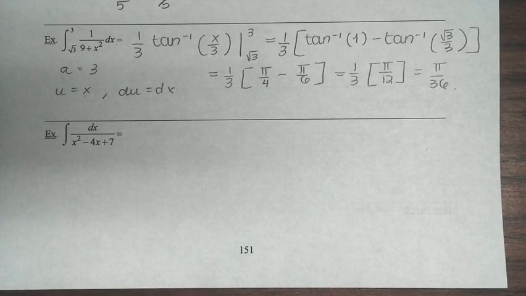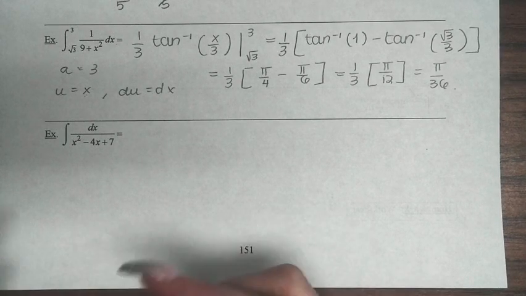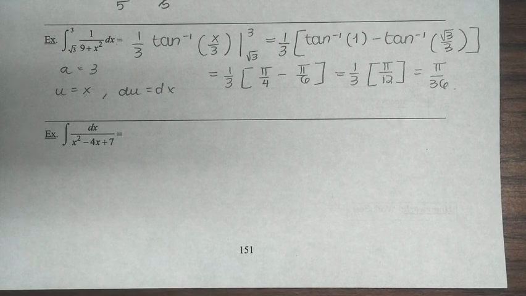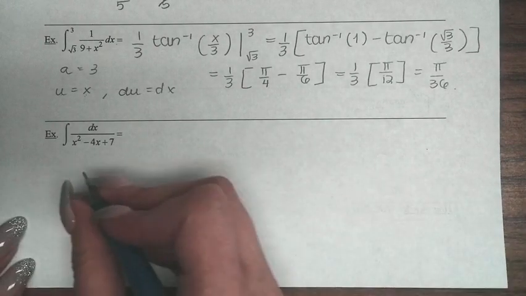Okay, why do I know that it's tangent inverse? Because we don't have a square root. Okay, so you're going to tell me, well, I don't have the so-called a squared plus u squared. You are right. So we need to make it happen, and the way to make this happen is via completing the square. Okay, so let's do a mini review of algebra 2.